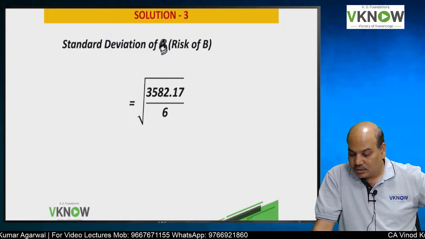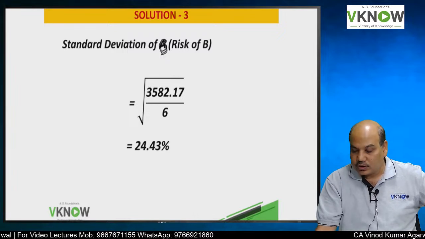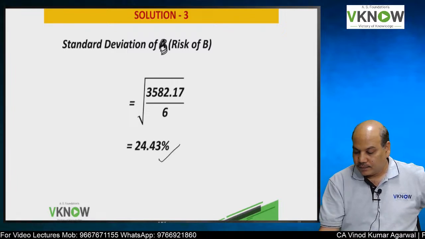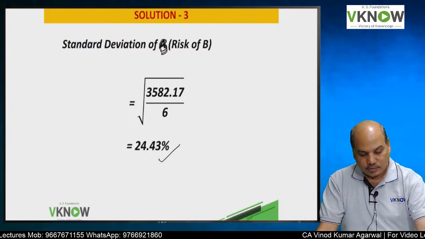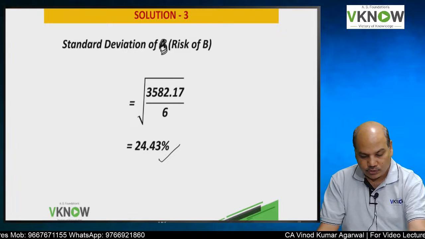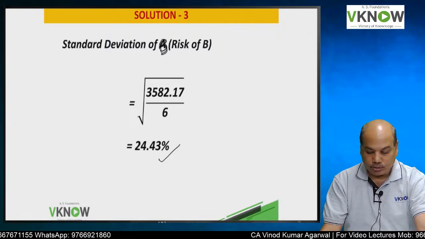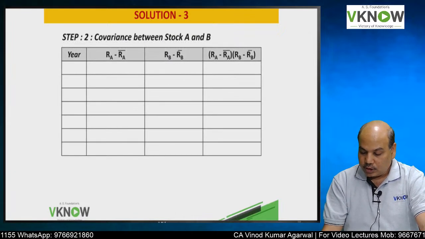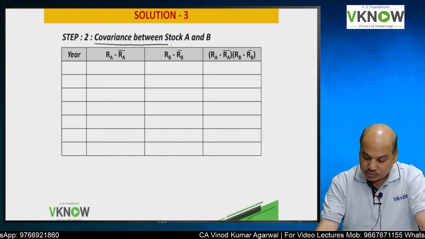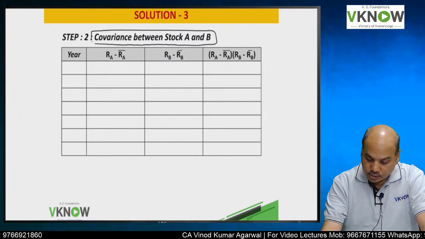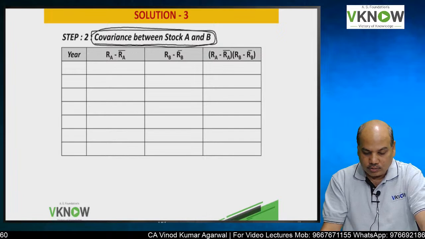Divide. Again, you don't need to write the formula, only once is enough. So now the answer this time is 24.43%. So we have got the first answer, risk and return of individual stock. But to get the risk of the portfolio, I need to first find out the covariance between the two stocks.